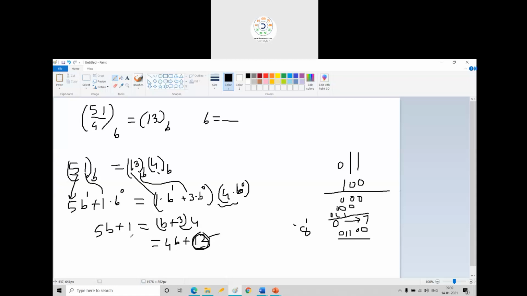Then this is 5b plus 1. So when I take this 4b towards that side and this 1 towards this side, you are going to get b equal to 11.